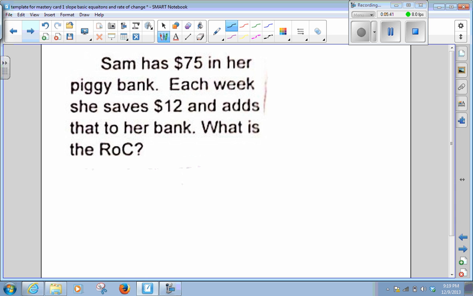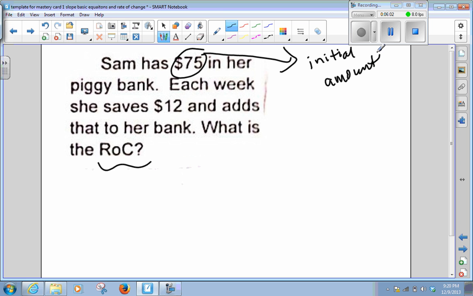Number 3, Sam has $75 in her piggy bank. Each week she saves $12 and adds that to her bank. What is the rate of change? Those of you that have done your vocab project or been listening in class know that the $75, the amount that she starts with, is called the initial amount.